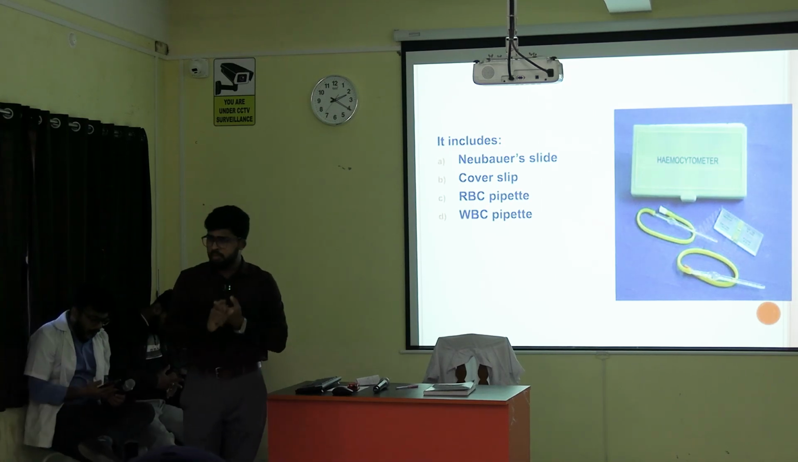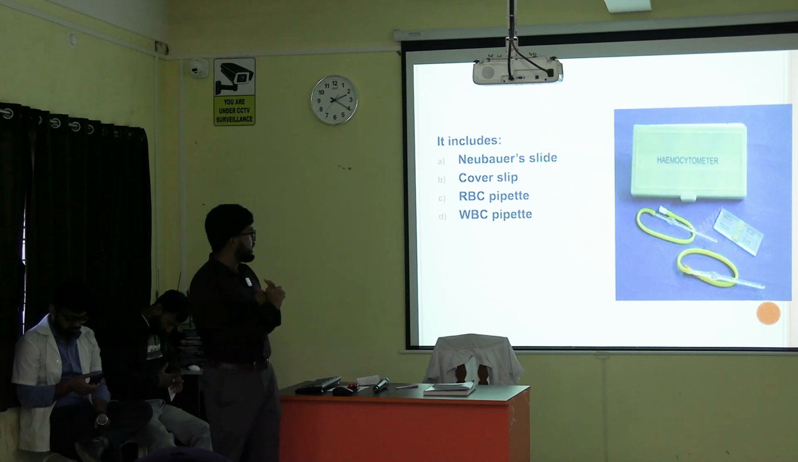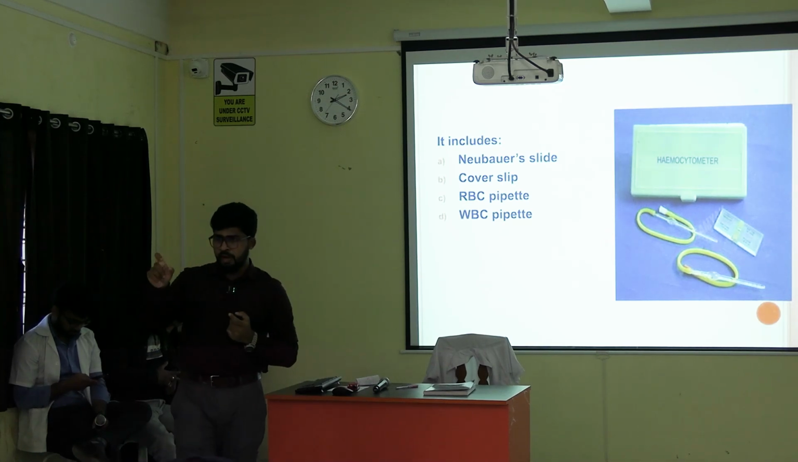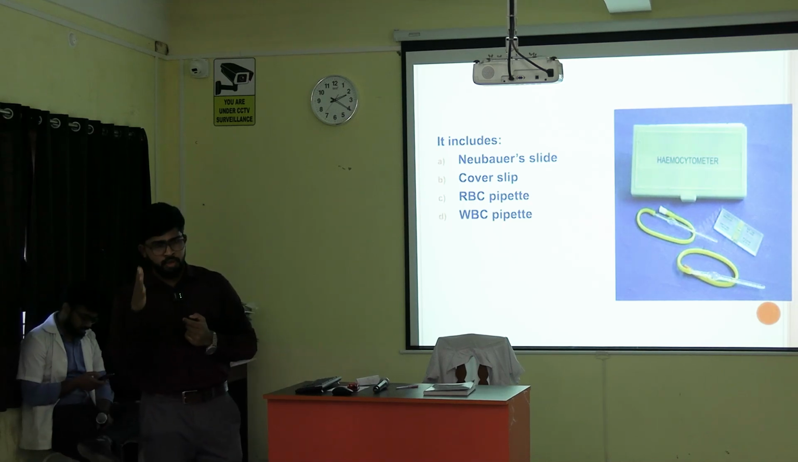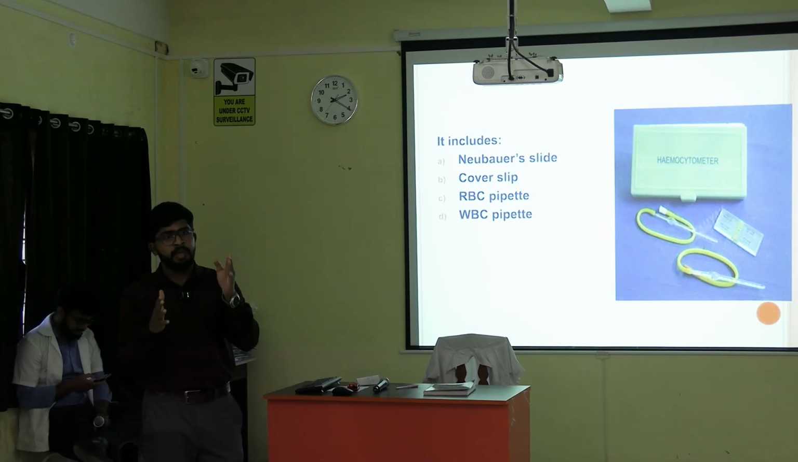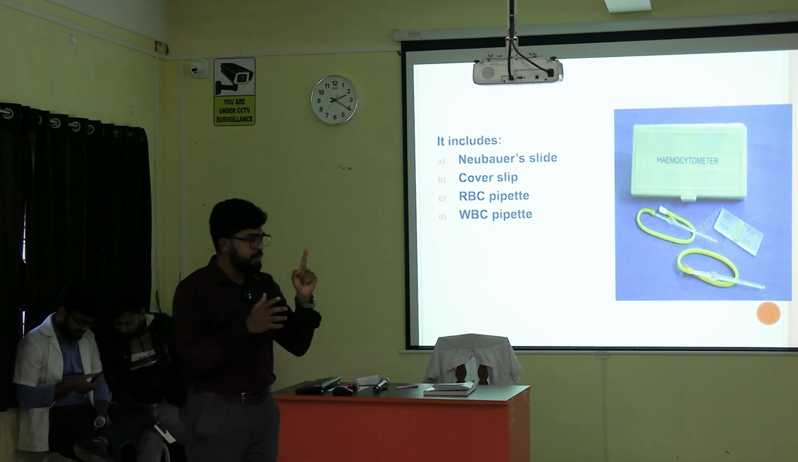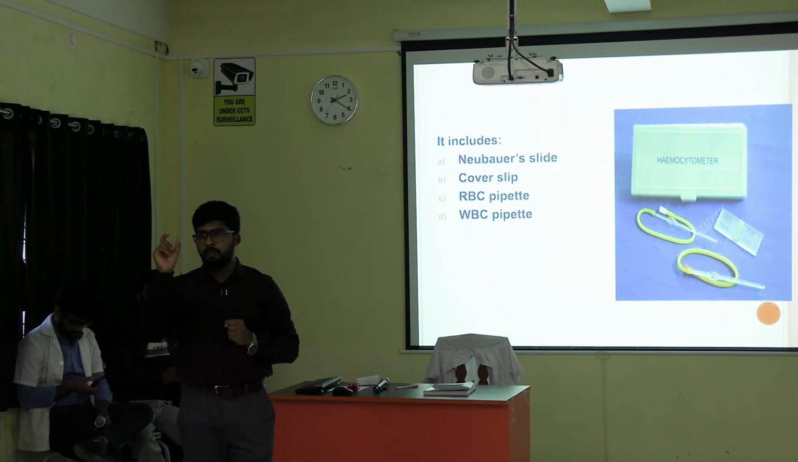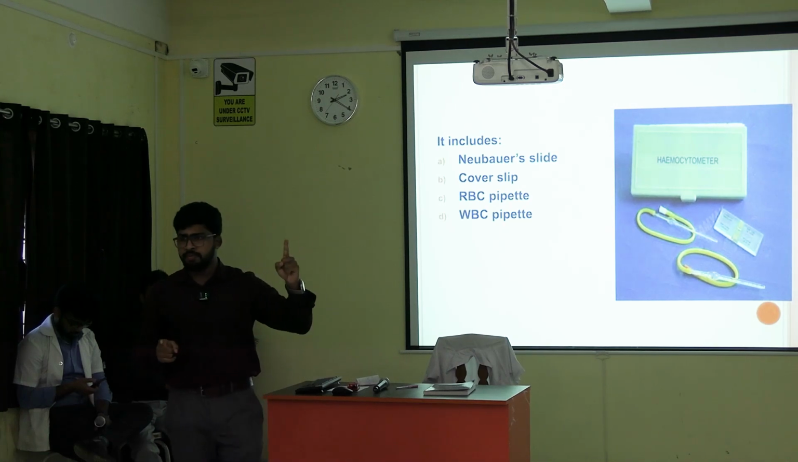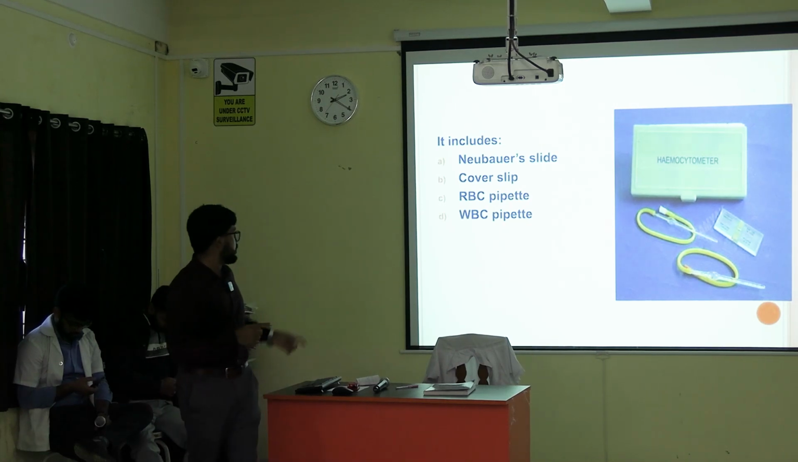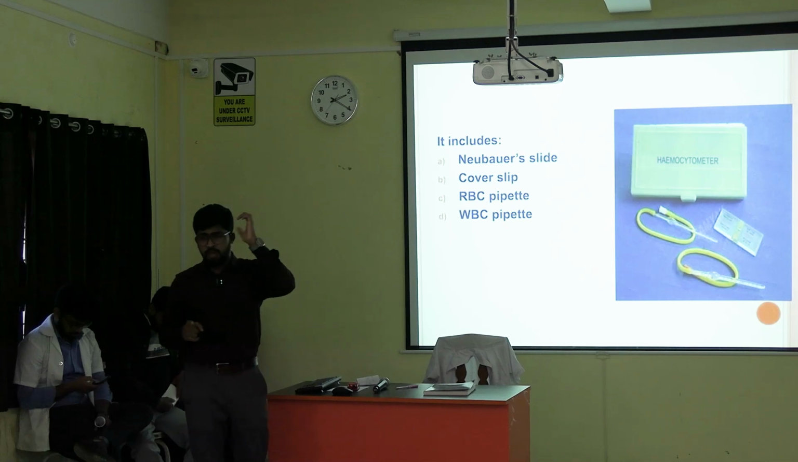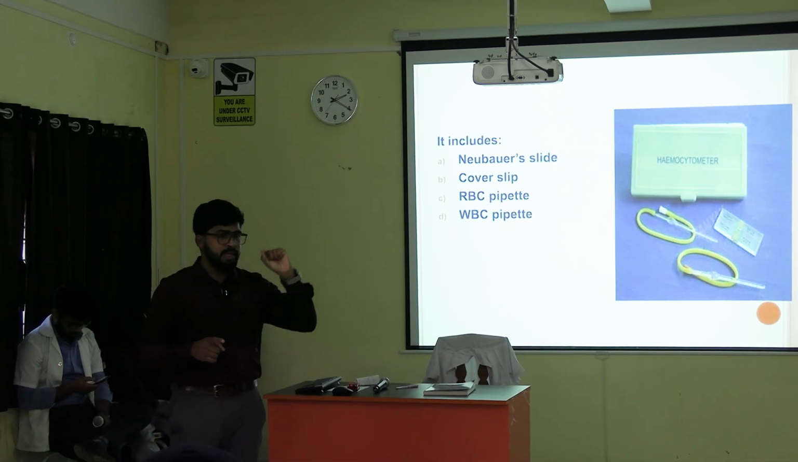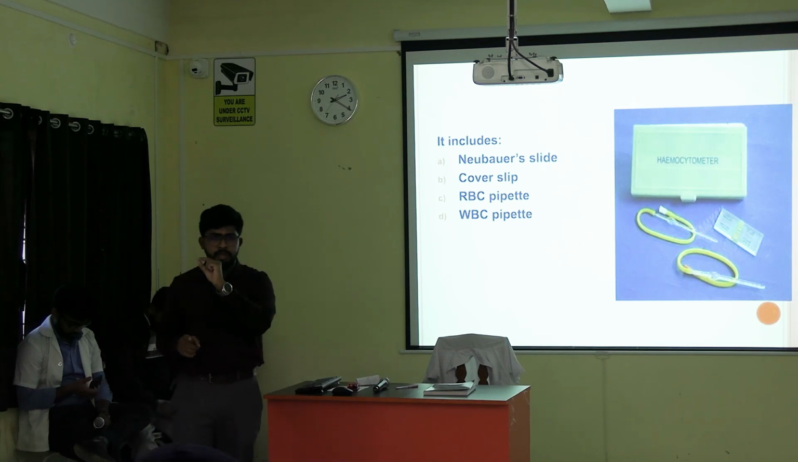This WBC pipette has the grading of 0.5, then 1 before the bulb, and after the bulb it is 11. In the RBC pipette, the grading was 0.5, 1, then 101, isn't it? Another way of differentiating is that there is a white colored bead in the bulb. In the RBC pipette, there will be a red colored bead.